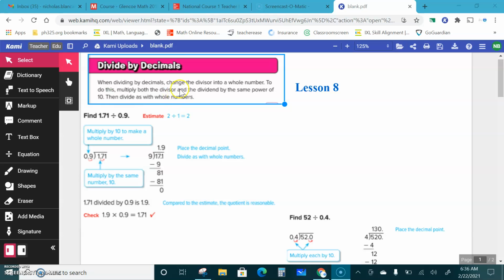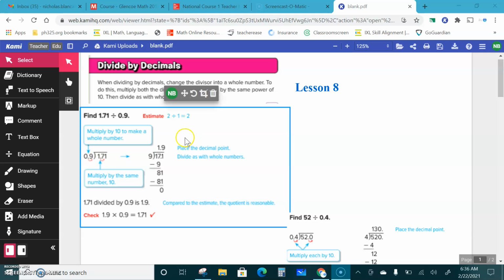When dividing decimals, change the divisor into a whole number. To do this, multiply both the divisor and the dividend by the same power of 10. Then divide as with whole numbers. Let's look at what they're talking about here.